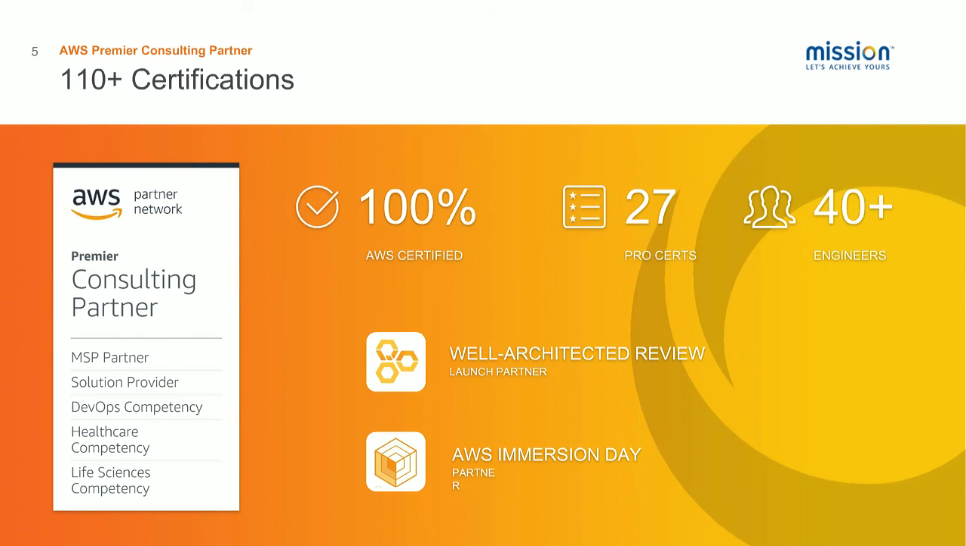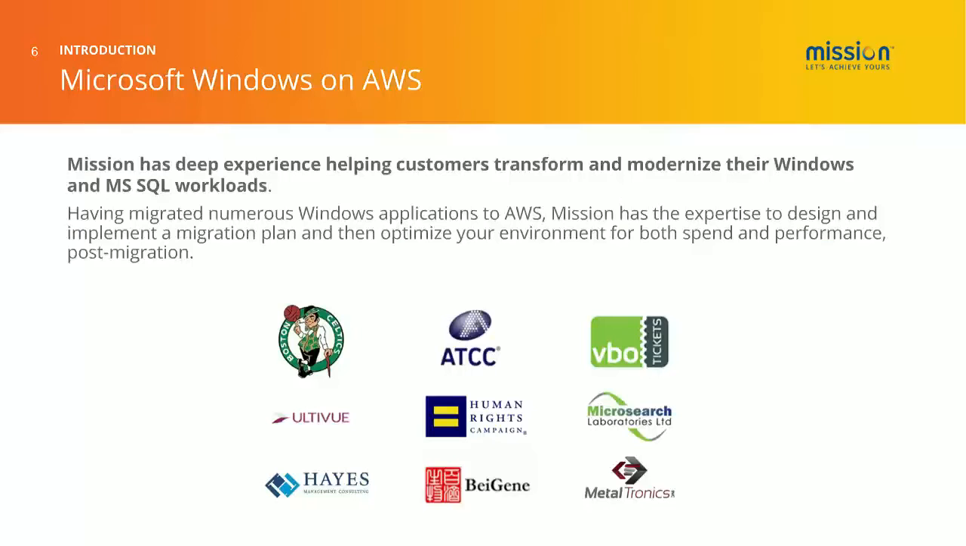We have over 110 certifications from AWS, and our engineering teams are 100% certified. As I mentioned, we are a premier consulting partner. That's the top tier of partner with AWS. We're also an MSP partner, and we have several competencies, including the DevOps competency, the healthcare and life sciences competencies as well. And we're a well-architected review launch partner. So 40+ engineers, and we're ready to help you with your cloud journey.